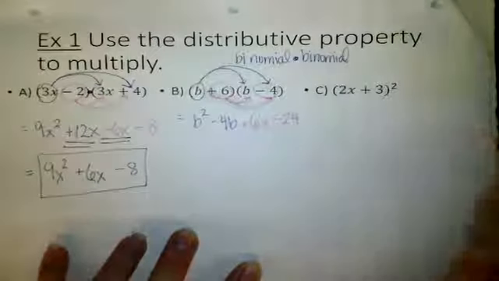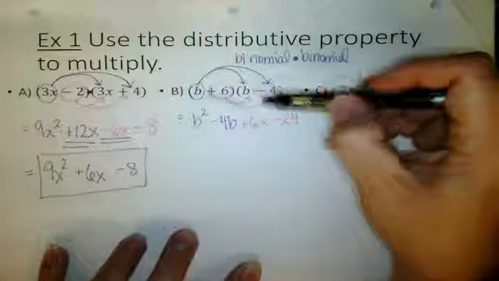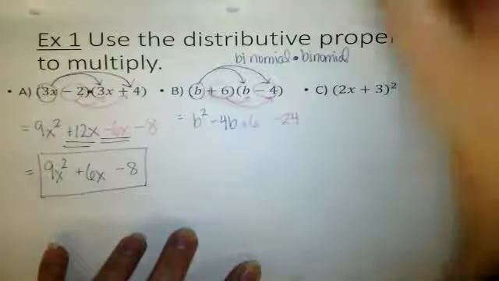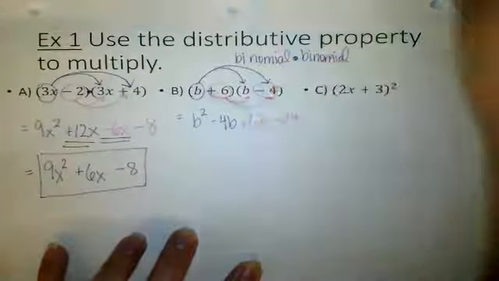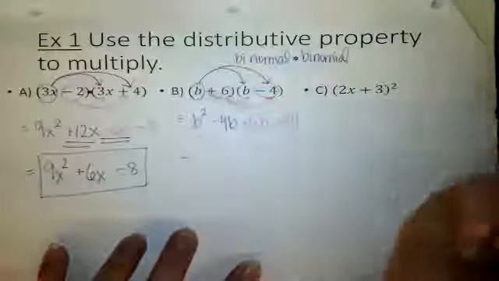All right. And what's the last step? Oh, I wrote an x. That shouldn't be an x. What should it be? A b. Yeah. I'm sorry about that. 6 times b is 6b. Last step, combine like terms.